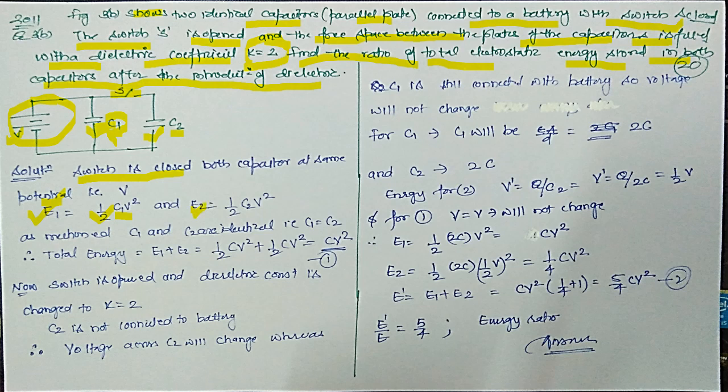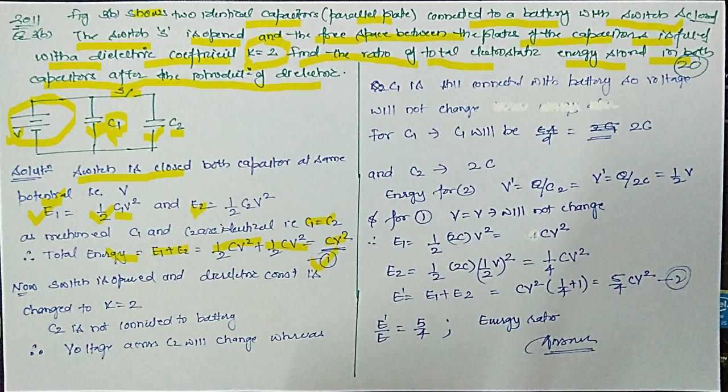Okay, both the capacitors are same, hence you can write C1 is equals to C2 is equals to C, which I have written here, and the total energy stored in this is given by E1 plus E2. Half CV square plus half CV square will lead to CV square. Okay, so let us call that equation number 1.